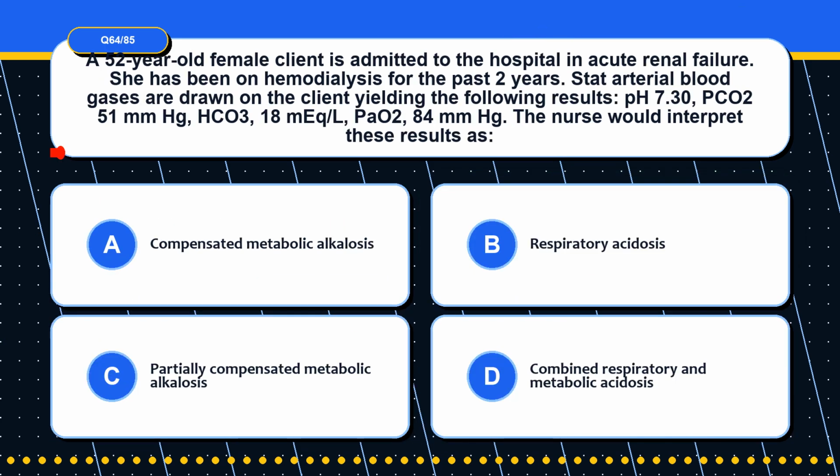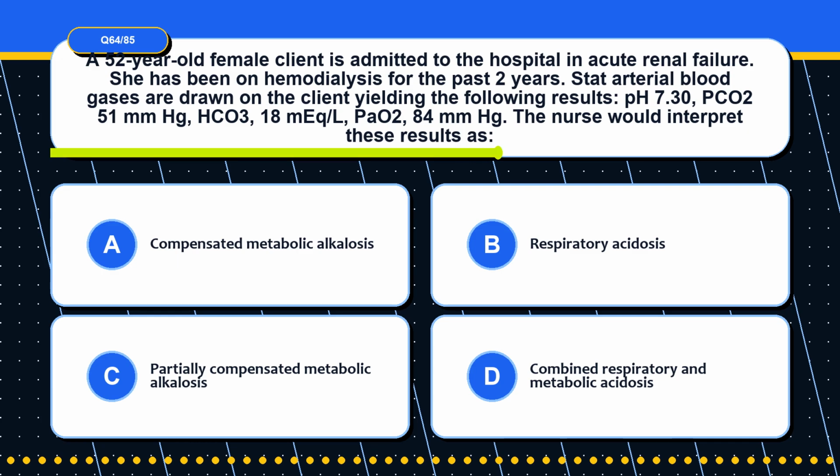Question 64. A 52-year-old female client is admitted to the hospital in acute renal failure. She has been on hemodialysis for the past 2 years. Stat arterial blood gases are drawn on the client yielding the following results: pH 7.30, PCO2 51 mmHg, HCO3 18 mEq/L, PO2 84 mmHg. The nurse would interpret these results as.